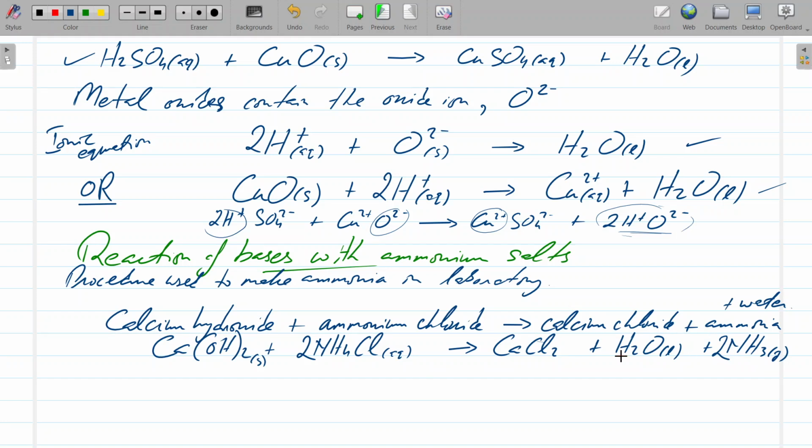So how many hydrogens do I have now? I've got 2 and 8, 10 over here, 2 and 6, 8 over here. So it's still not balanced. Now I've got two oxygens here, one oxygen here. I'm putting in a 2 with the water. So now that will make four hydrogen. 4 and 6 will make 10. So 10 and 10 will become balanced. Oxygen will also become balanced. And we're good.